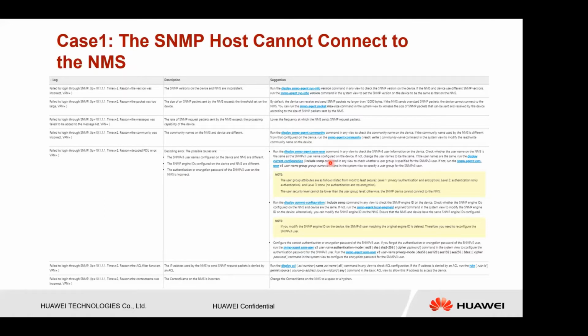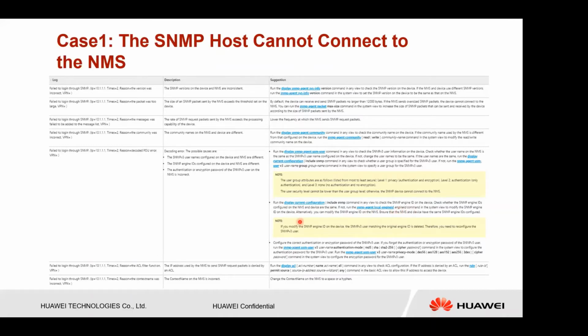So you can use some commands to check. For example, display snmp-agent usm-user to check on the username. If it's not the same, you can modify it. And also you can check on the username group that you have already configured. Also, you can use the command display current-configuration | include snmp, and then you can see the SNMP configuration on the device, and you can check whether the engine ID is the same or not. If not the same, you can reconfigure the snmp-agent local-engineid, and you can key in the engine ID.